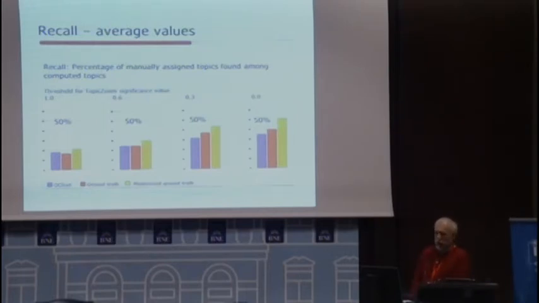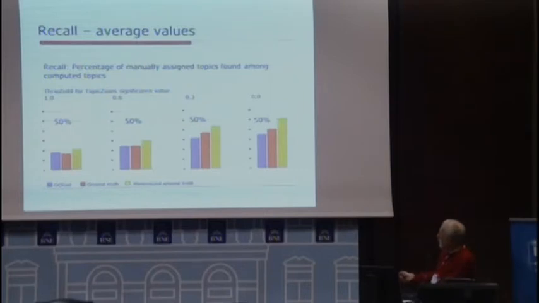Now, here are the results we obtained for recall for the automated extraction of topics. What we asked is which percentage of the manually assigned topics were really found among the computed topics. And here I need to explain this picture. Let's start with a diagram on the right-hand side. This describes the situation when we do not impose any restriction on the significance value given by topic sum. So if we collect all topics which were in the topic sum output, regardless of their significance value.